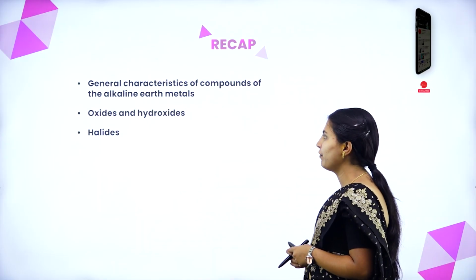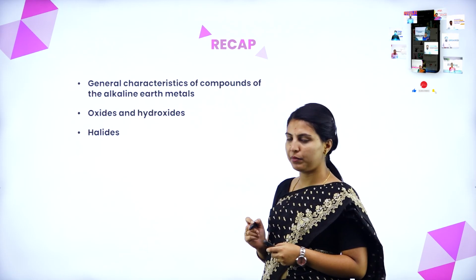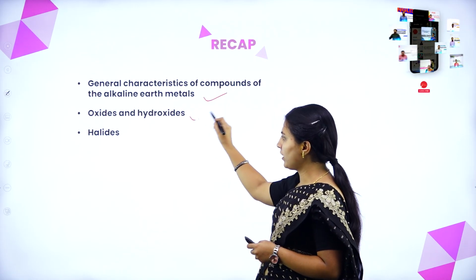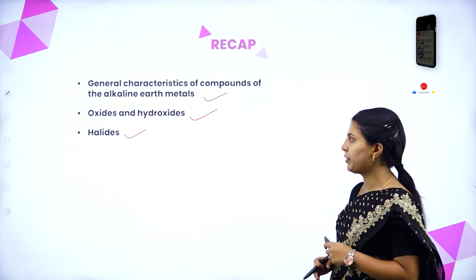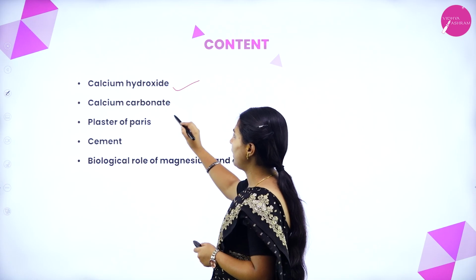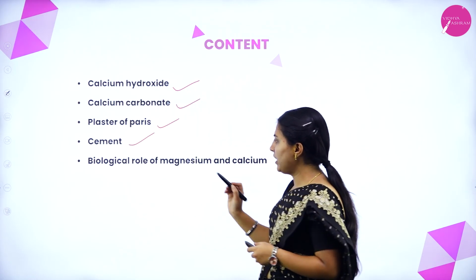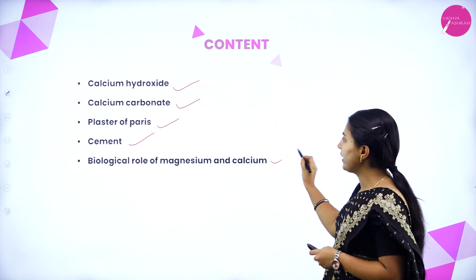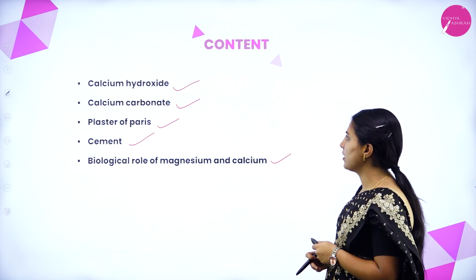In the last session, we discussed the general characteristics of compounds of the alkaline earth metals, oxides, hydroxides and halides. In this session, we will discuss calcium hydroxide, calcium carbonate, plaster of Paris, cement and the biological role of magnesium and calcium. These are the contents we are discussing in this session.